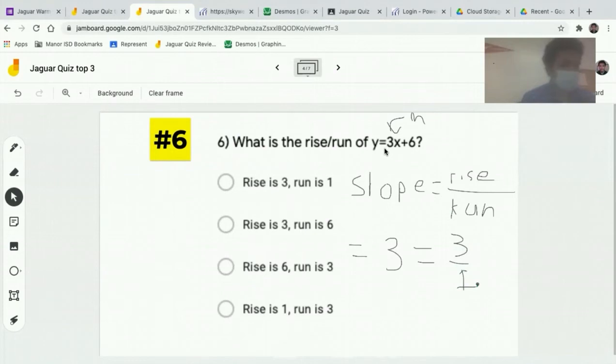So therefore, rise over run, write this on your paper, rise over run. For 3 equals, the rise is 3, the run is 1. The rise is 3, the run is 1. So therefore, the answer is A.